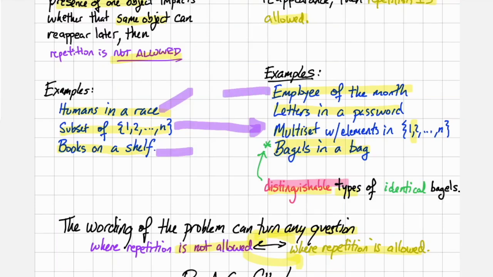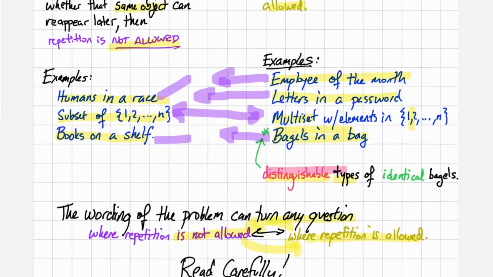On the other hand, you might make restrictions where a person who wins Employee of the Month cannot win it again. Or if you use a letter in a password, you cannot use it again. Or you have a multiset where no element can appear twice. That sure sounds like a subset to me. And you can have bagels in a bag where you can only have at most one of every type. That type of context has changed whether repetition is allowed or not.